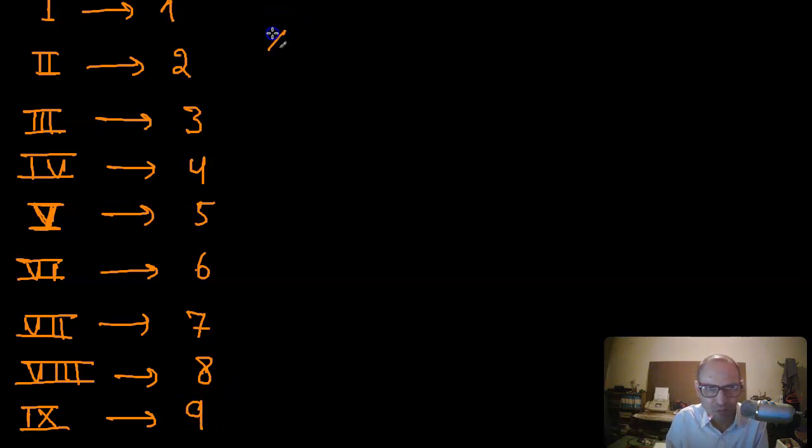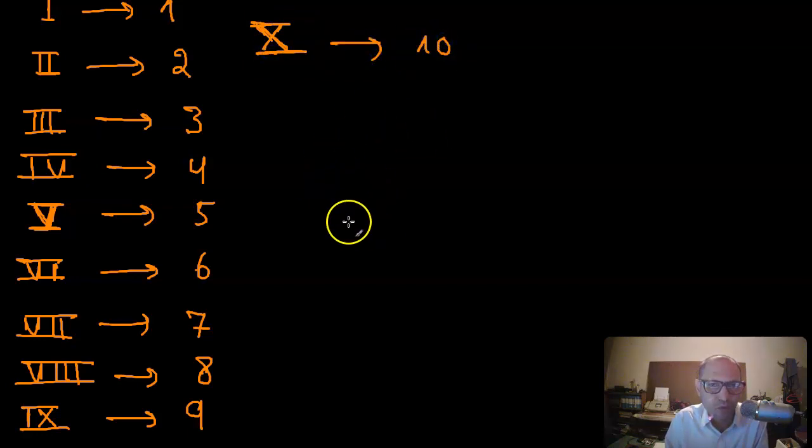And then a 10 would be, of course, just a 10. So that's basically a 10, which is actually an X. So technically you have to write it this way, but that's not easy to write. So you can simply write it this way. So that is a 10.